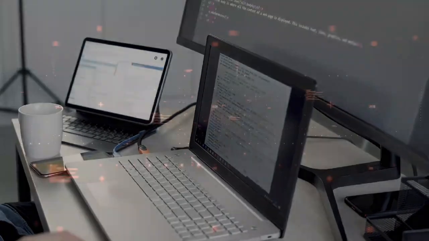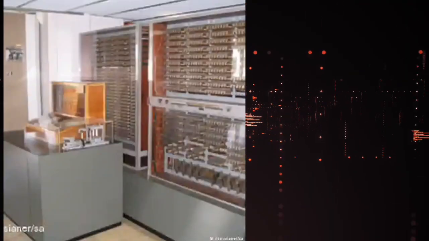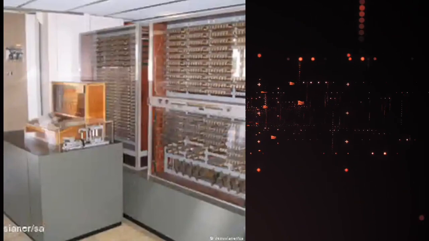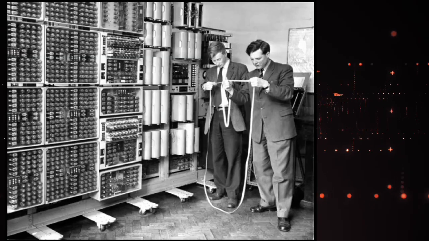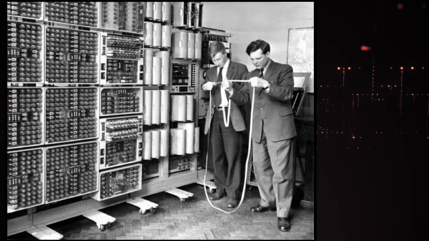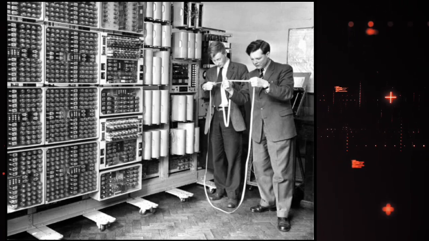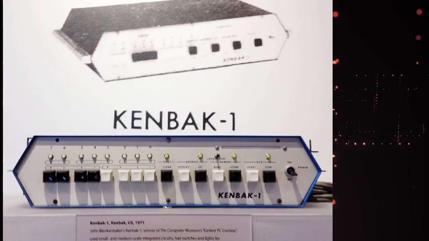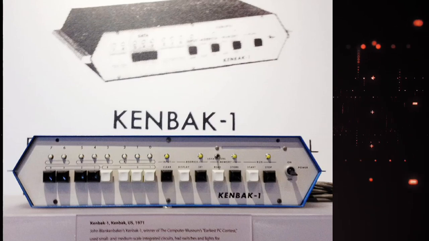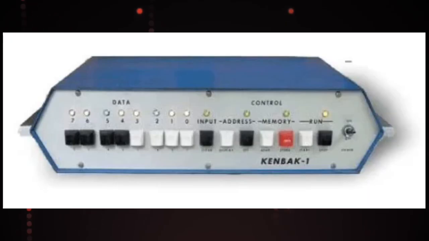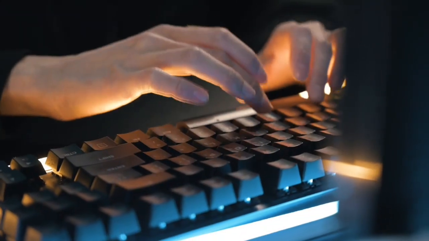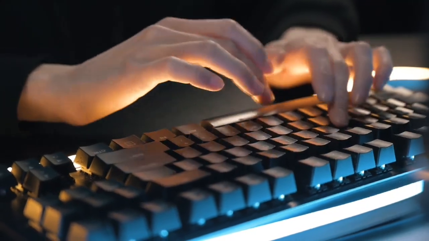The history of computers. The first computers were developed in the 1940s and 1950s. These early computers were very large and expensive, and they were only used by scientists and engineers. In the 1970s, personal computers began to be developed. These computers were smaller and more affordable, and they made it possible for people to use computers in their homes and businesses.